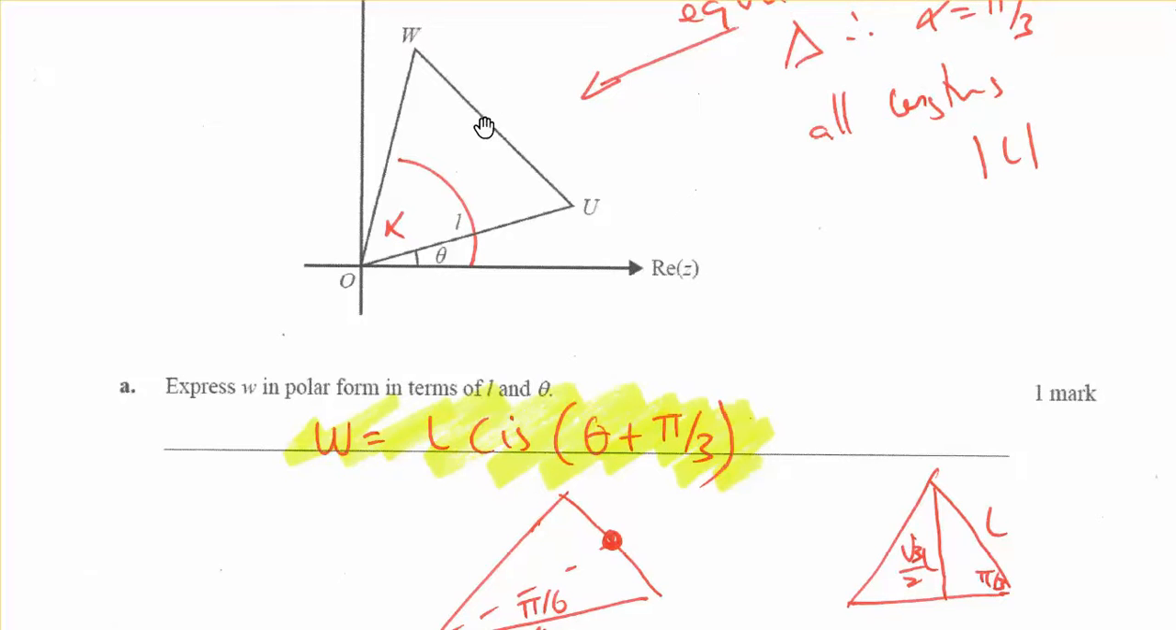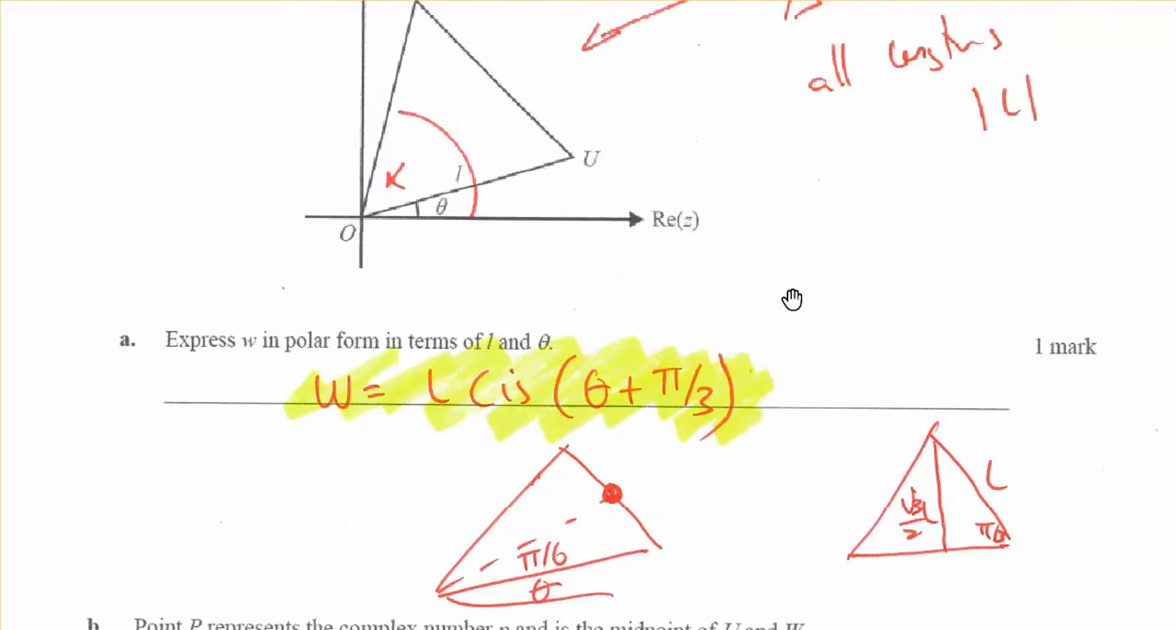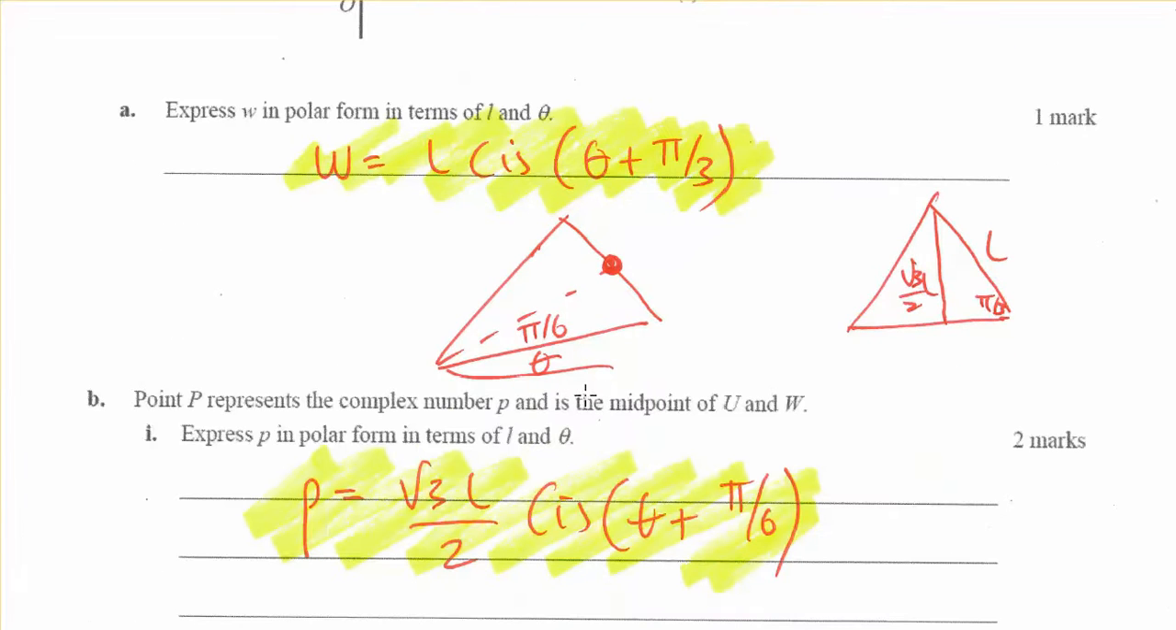So from U to W, P is going to be here. We're going to split this 60 degrees, so this is going to be pi on 6 plus theta. And working out the length, it's going to be based on the right angle triangle, root 3 L on 2.